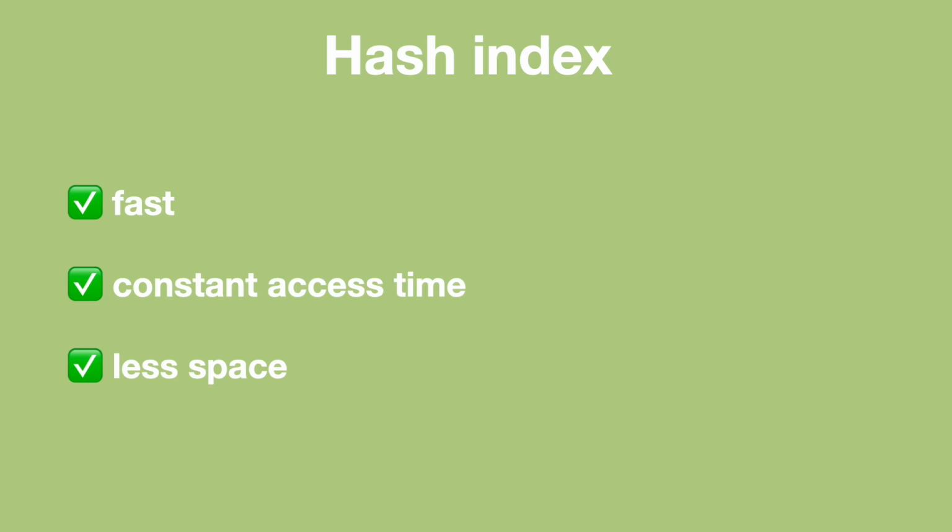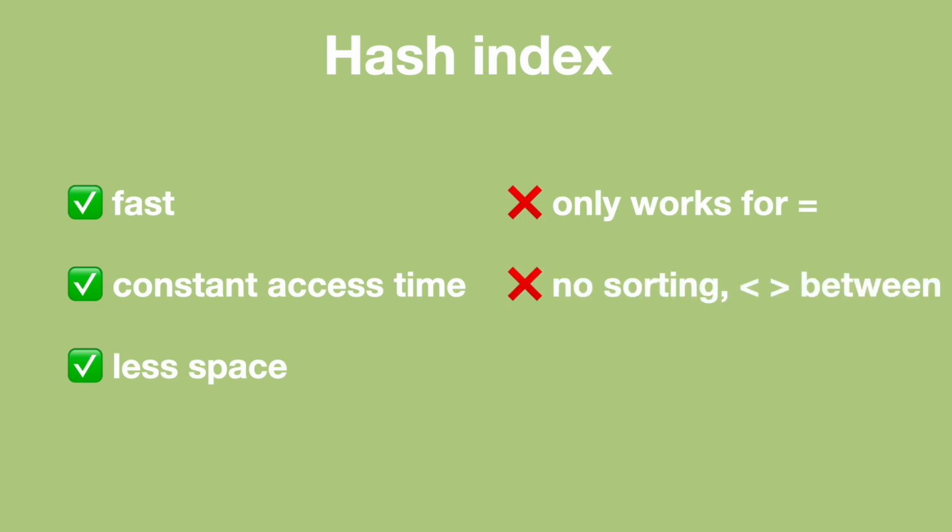Regarding the limitations, because a hash index relies on a simple one-way hash function, it can only be used for strict equality searches. It cannot handle operations like greater than, less than, or ranges, and is completely useless for sorting data. Also, it cannot be used for finding records based on partial string matches.